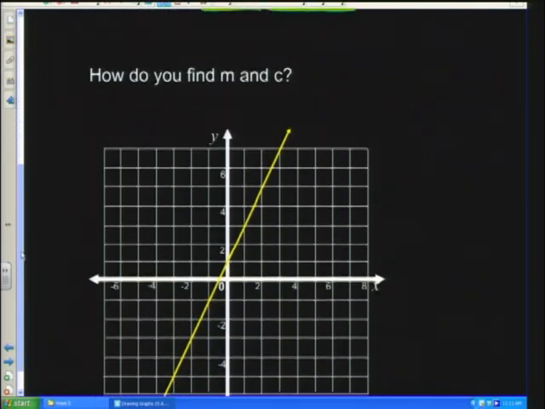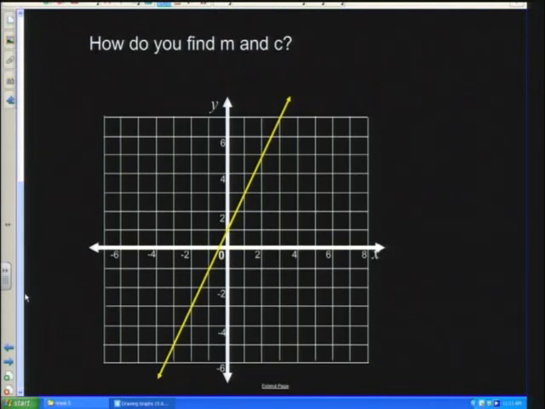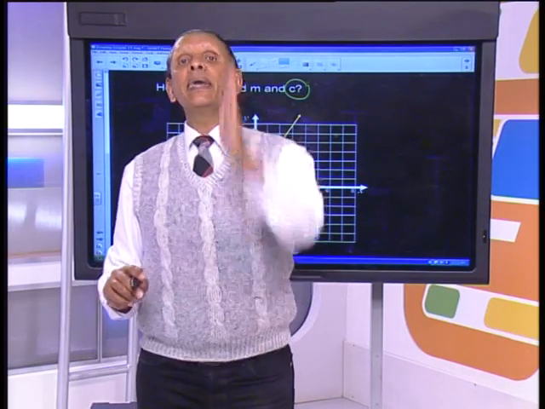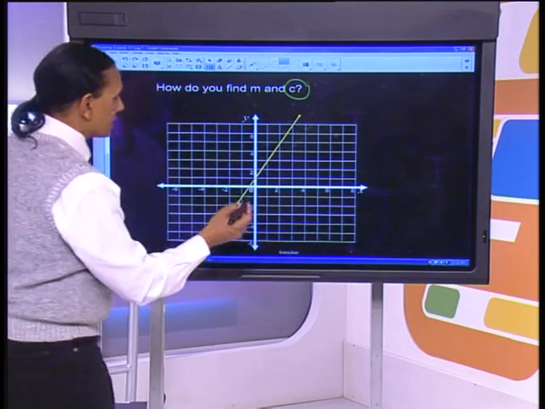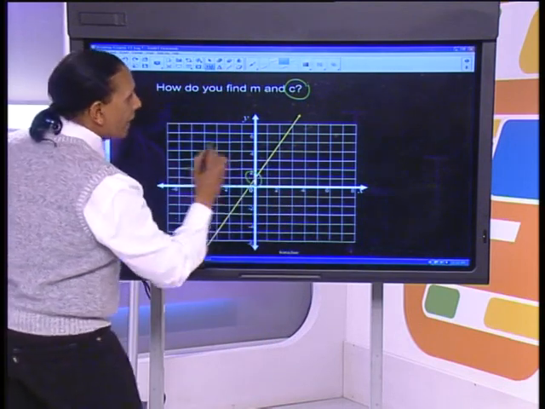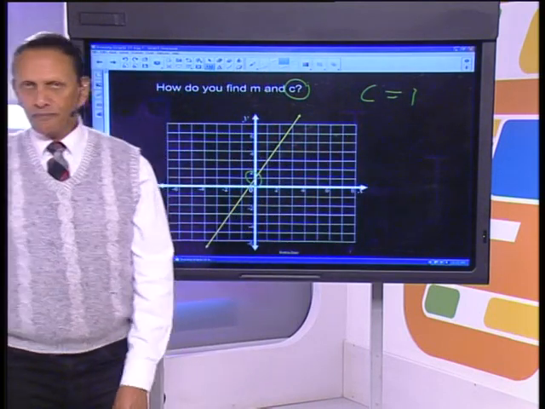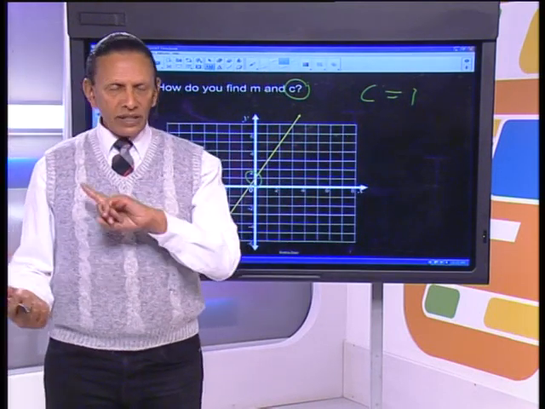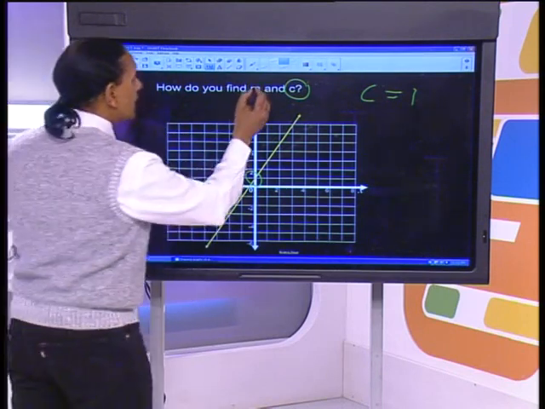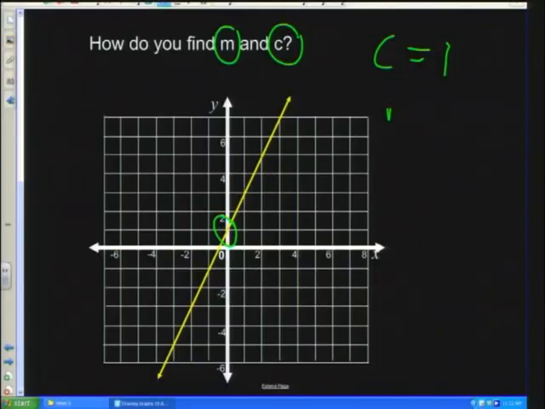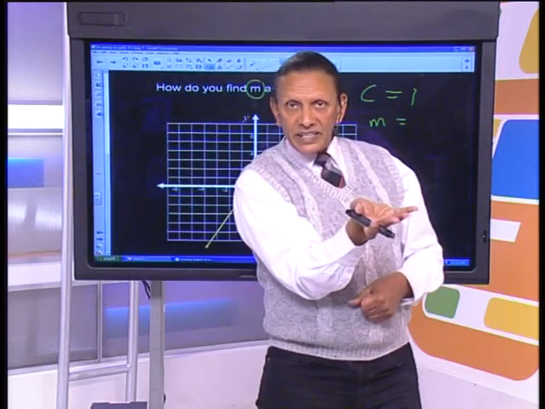Now how do you find m and c? Let's start with c first. C is very easy. Remember, c is always on the y-axis, so in this case, you can see it here that it is a 1. So c is definitely a 1. The gradient, which is m, is the change in y over the change in x. So it's a y value over an x value.